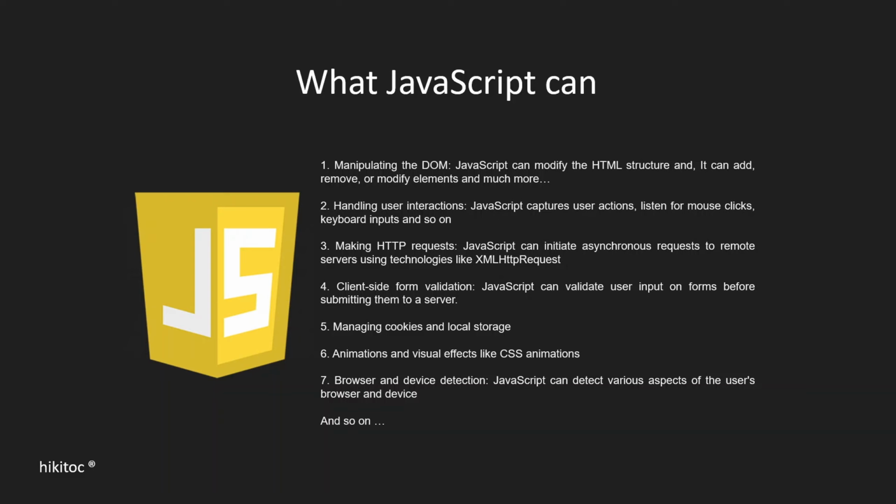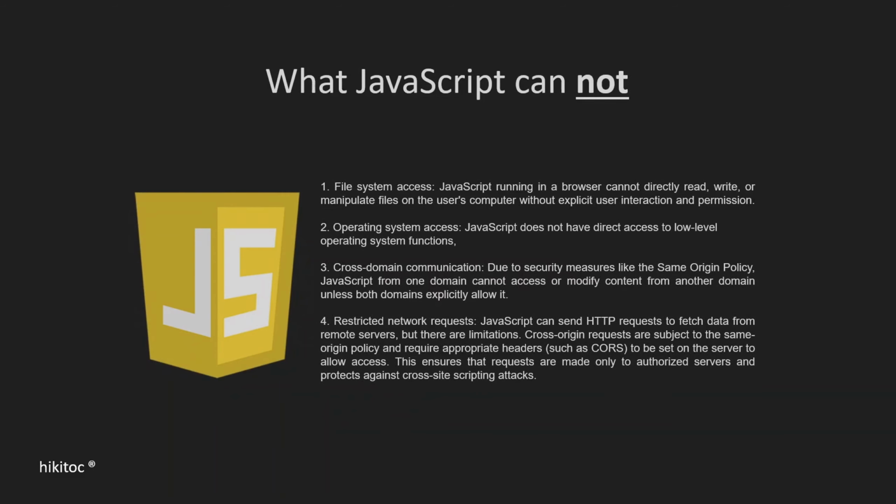These are just a few examples of what JavaScript can accomplish in a browser. Its versatility and extensive ecosystem of libraries and frameworks make it a powerful tool for web development. In the browser environment, JavaScript has several limitations imposed for security and privacy reasons. Here are some of the main restrictions.